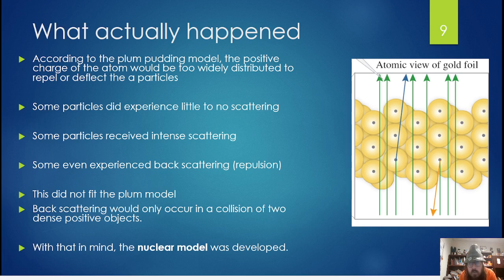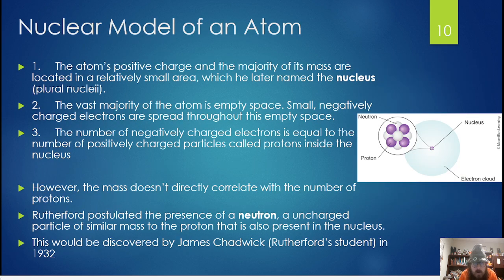So from this, the nuclear model was developed, the idea that atoms are mostly empty space. We're going to end with this slide, the nuclear model of an atom. The atom's positive charge and the majority of its mass are located in a relatively small area, later called the nucleus, plural nuclei. The vast majority of the atom is empty space. Small negatively charged electrons are spread throughout this empty space. The number of negatively charged electrons is equal to the number of positively charged particles called protons that are within the nucleus.